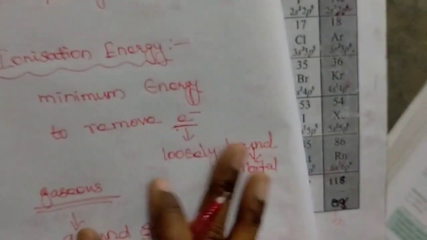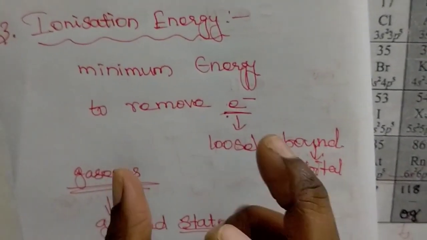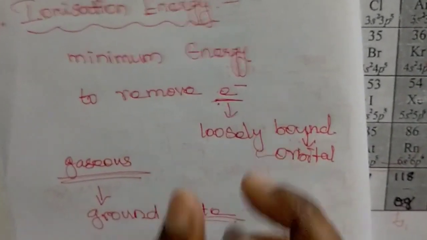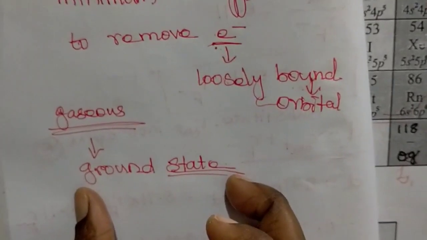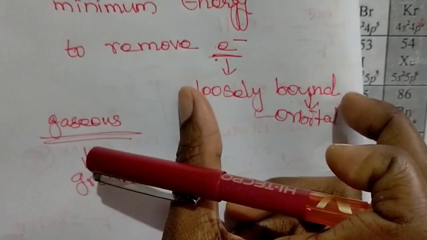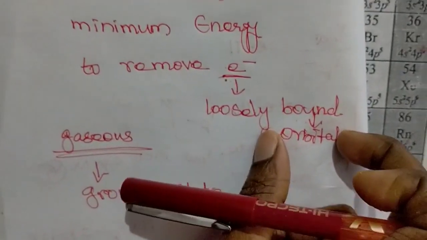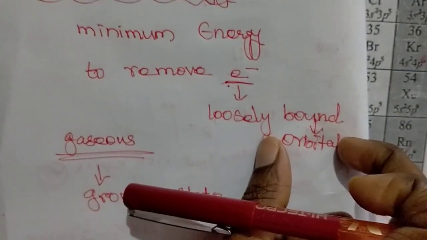So here we require some energy to remove one electron from a particular gaseous atom. So it should be in the ground state. The electron which is being removed is a loosely bound electron in the outermost orbital, or the valence orbital.